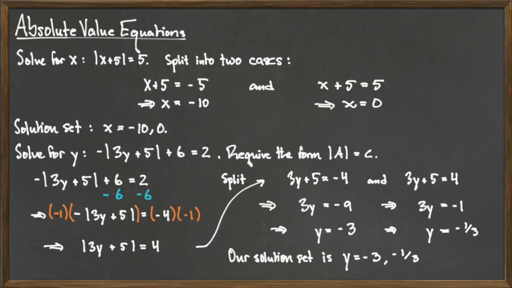So just to clarify, the first example of this page was already in the prescribed form. I have absolute value of stuff equals a positive number. That's when I split into two cases. The second example just took a little bit of reworking. I had to solve for the absolute value term by getting all of my numbers to the other side, and then I could split it into two cases.